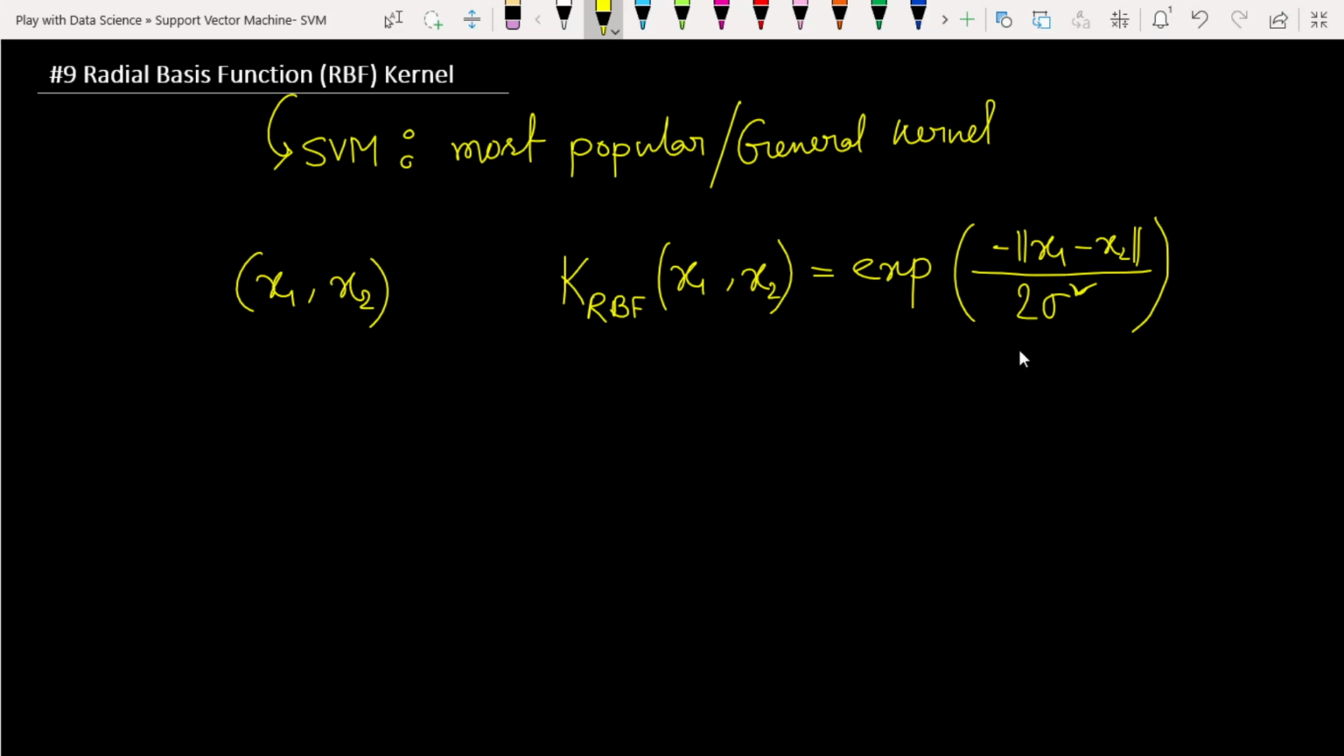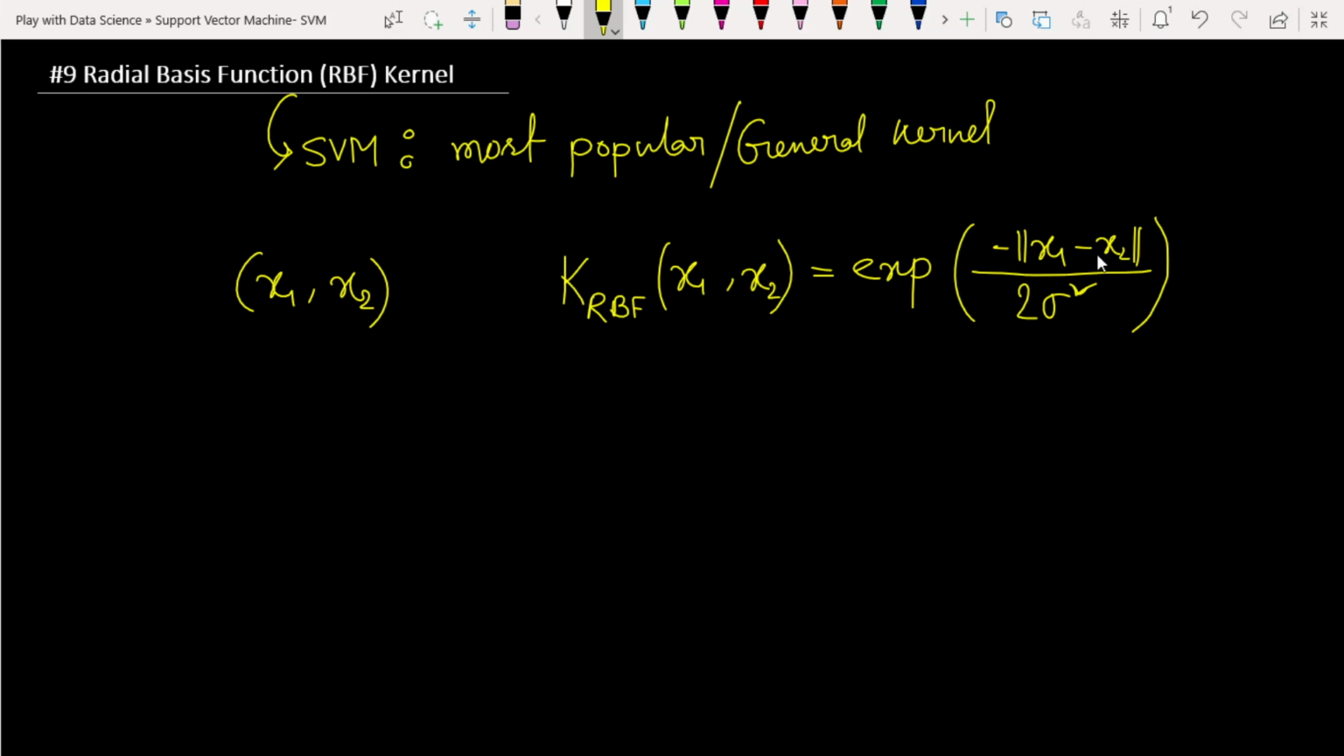If you see this, this is one kind of Gaussian function. We are going to discuss everything: how it compares to Gaussian functions, why it is important, why it is general purpose, and why it is the most popular one. We will also see that the RBF kernel is a similar kind of thing to KNN, that is, k nearest neighbor. First, just see the interpretations of this function.